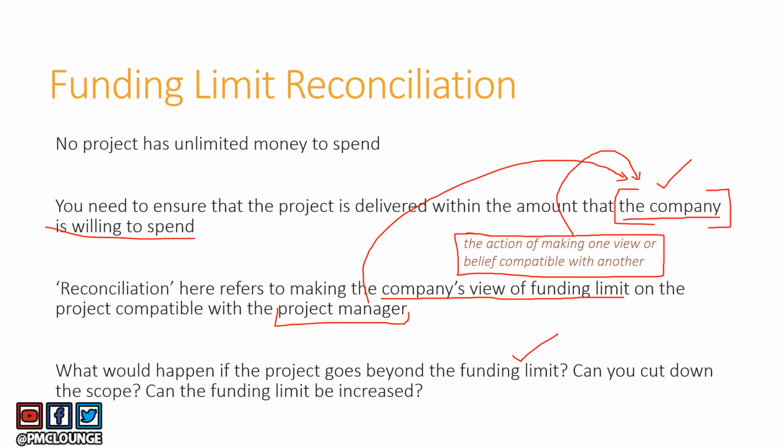You will speak to him about whether it is possible to cut down the scope of the project. Maybe we are delivering too many features. Can we cut down the scope? Can we reduce the number of features going out as part of this project so that you can meet the funding limit of 100,000 US dollars? Or is it possible that the sponsor can increase the funding limit from 100,000 US dollars to 150,000 US dollars so that the scope need not be cut and you will be able to deliver the entire project with the new funding limit. So this is all about funding limit reconciliation.